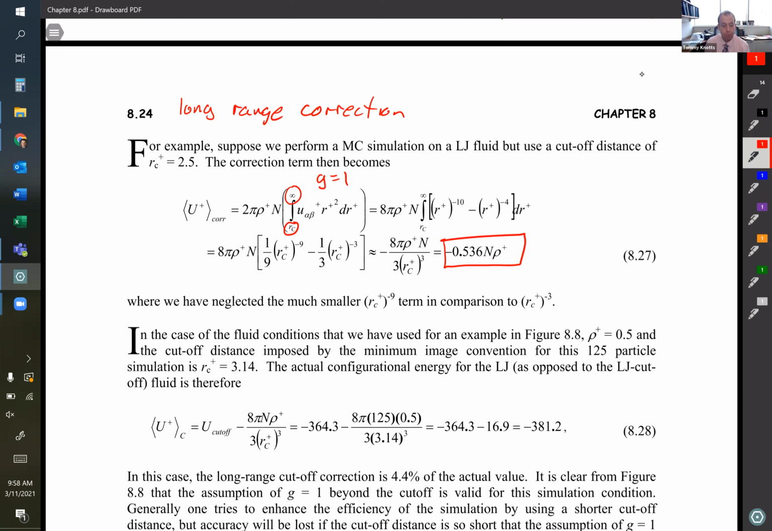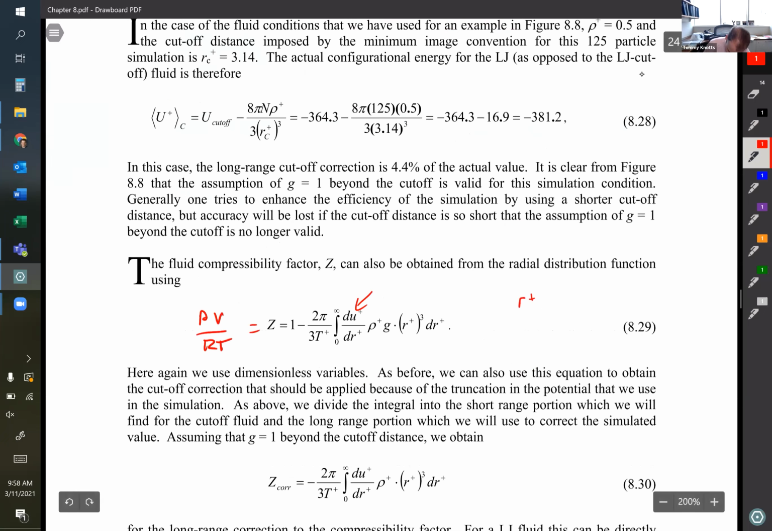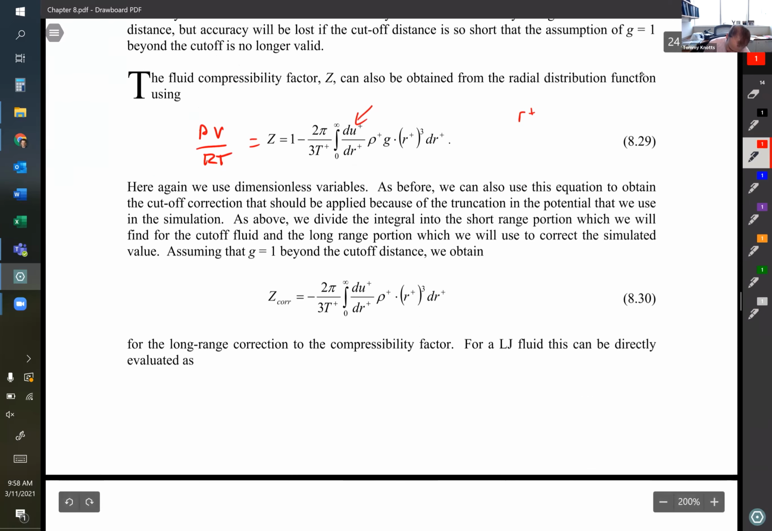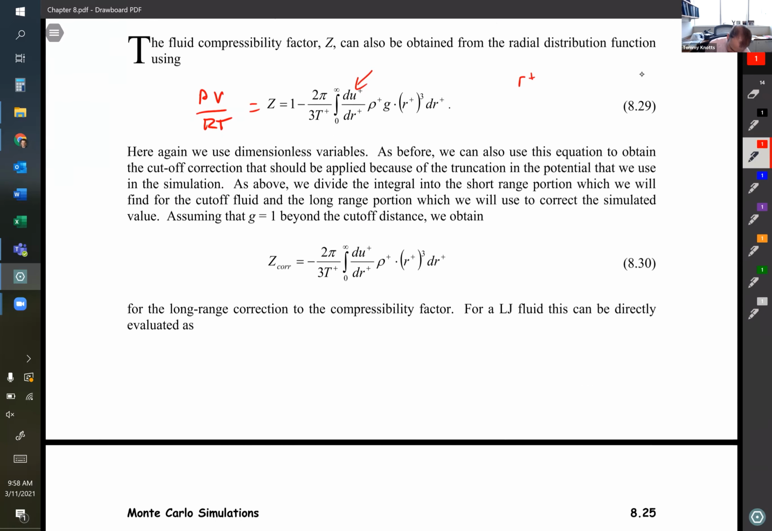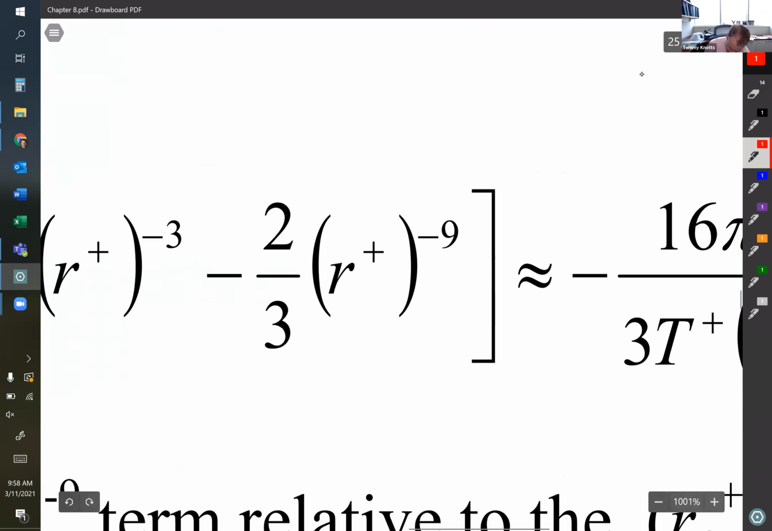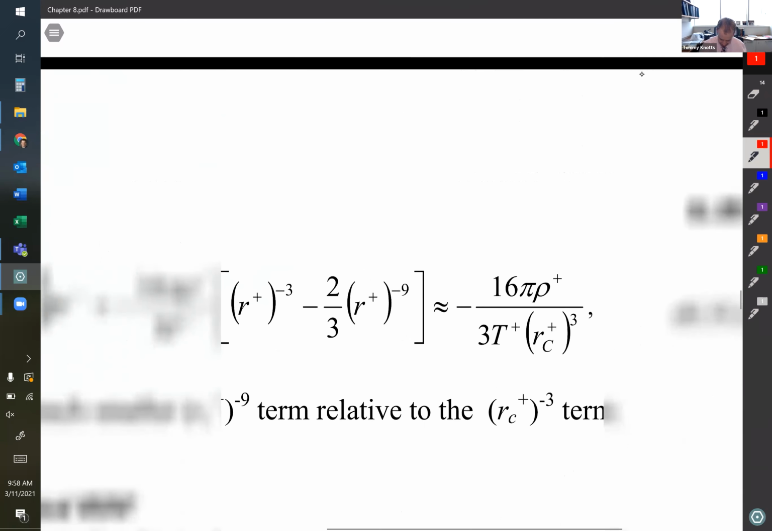And I can do the same thing for pressure. Because I'm still cutting off my interactions, I can correct for pressure similarly. And so this is just the equation for Z. I'm going to split that up into, sorry.